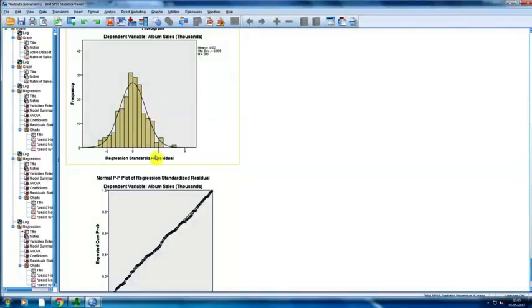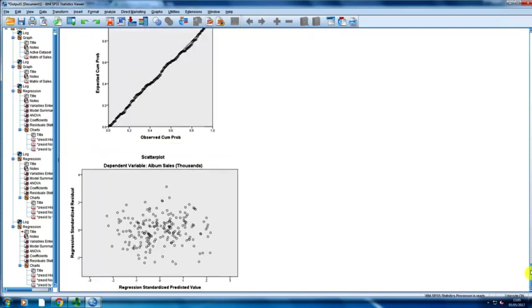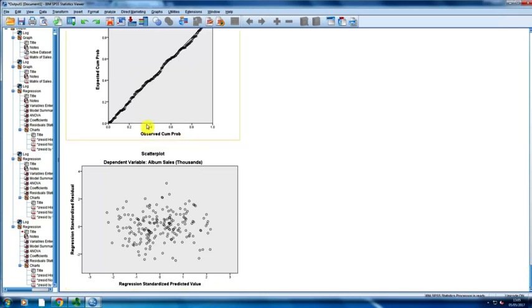Here's our normal distribution associated with our standardized residuals. The mean is close to 0, and the standard deviation is close to 1, which is what we want to observe. And indeed, if we look at the probability plots, you see that the plot is very close to the identity line, which is what we want to see too. Also our residual plot shows a random scatter, so there's no obvious pattern there.